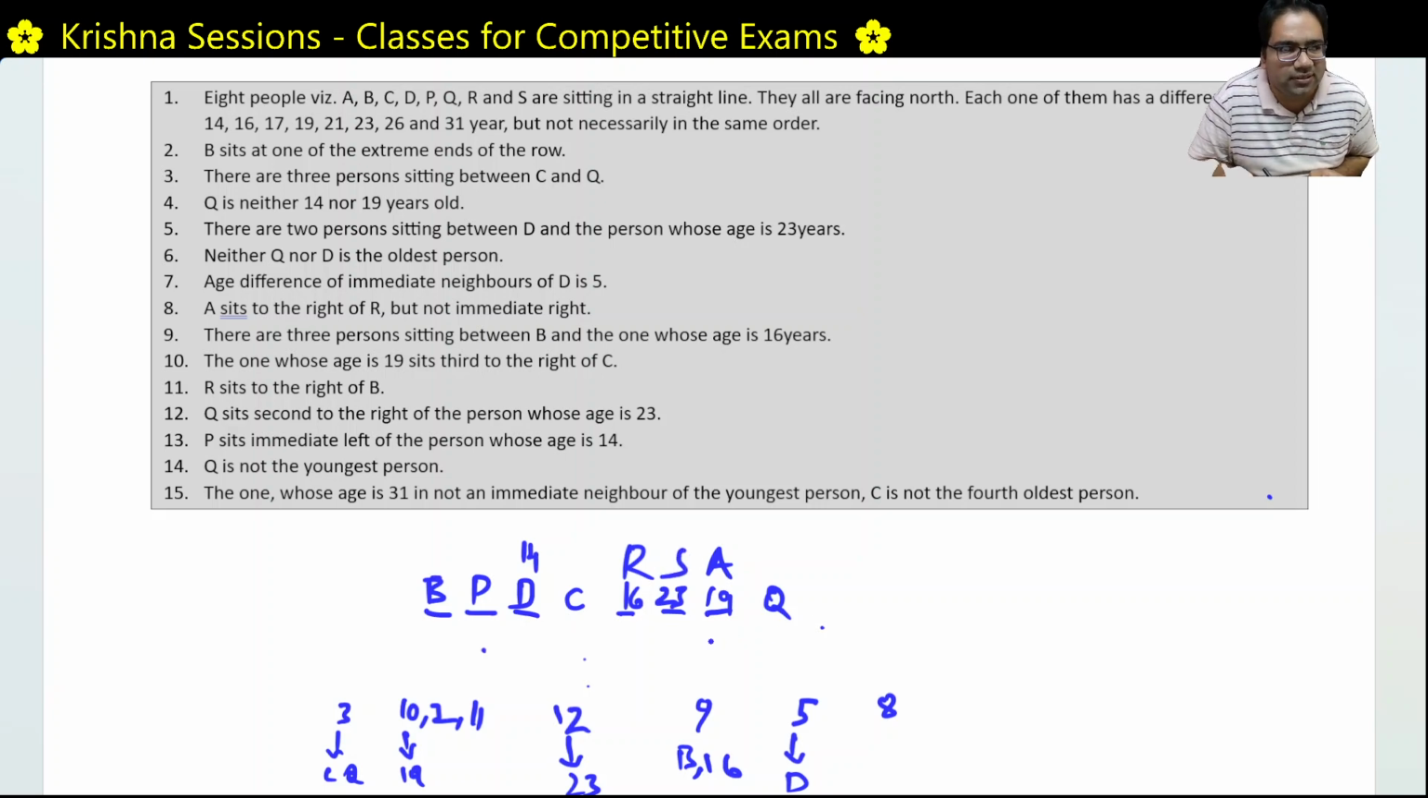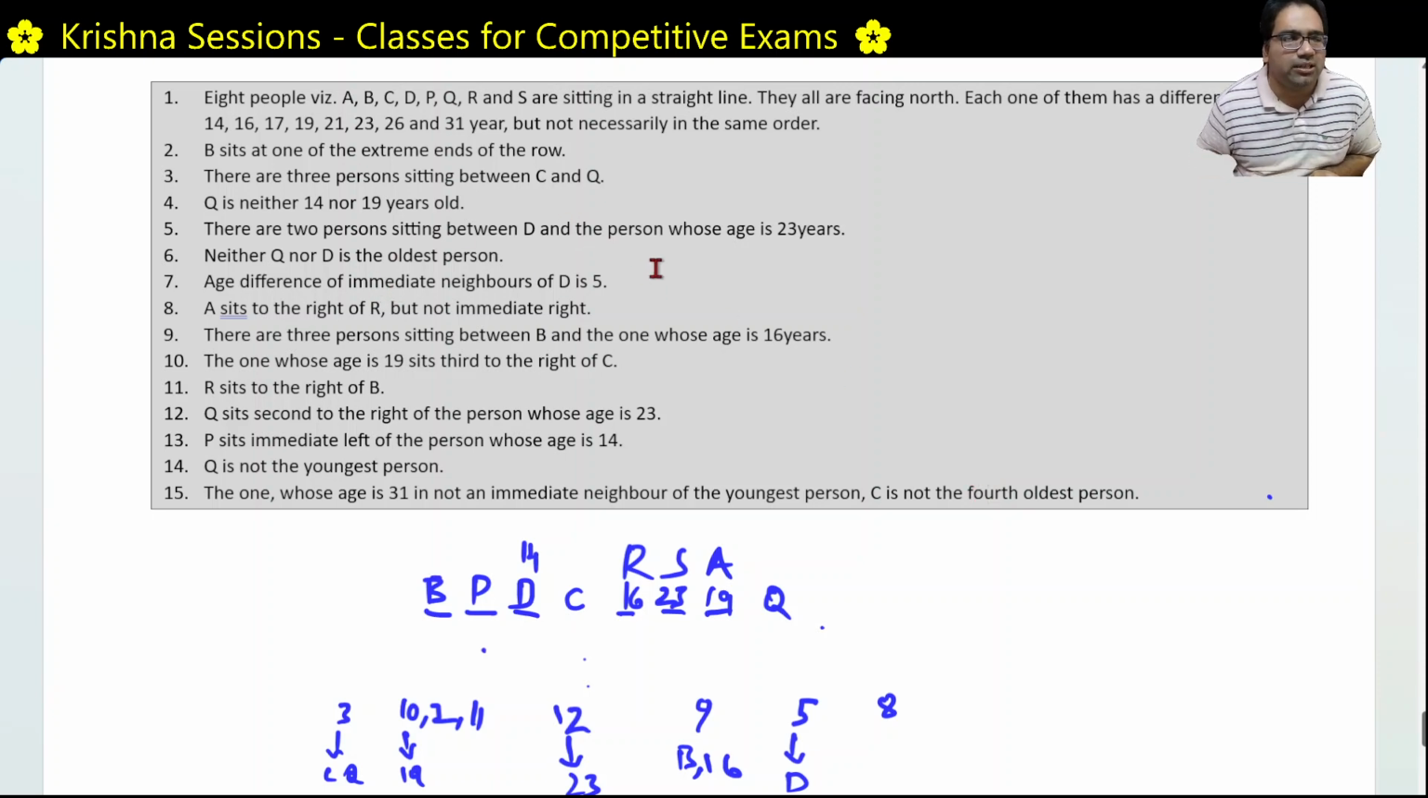We have to figure out the ages. Right, let's look at the other places where some clues about ages are given. Right, what are the clues? One is neither Q nor D is the oldest person. There are 2 persons sitting between D and the person who is 23 years. This is not Q. Age difference of immediate neighbors of D is 5. And one more thing. The one whose age is 31 is not an immediate neighbor of the youngest person. She is not the 4th oldest person. Okay, let's use this.